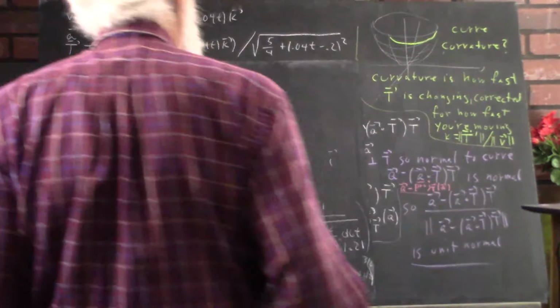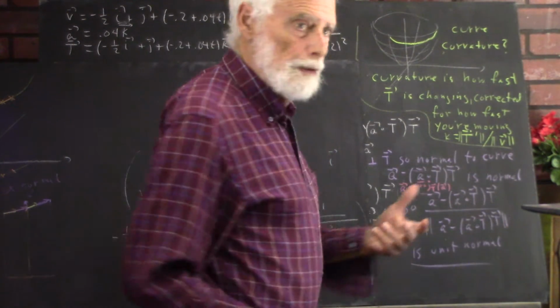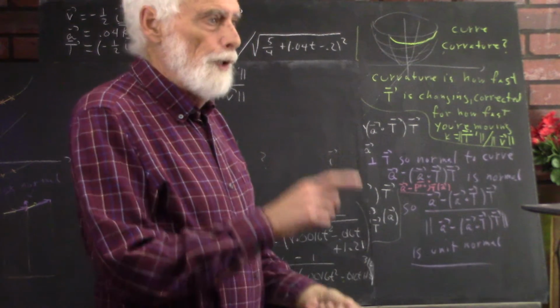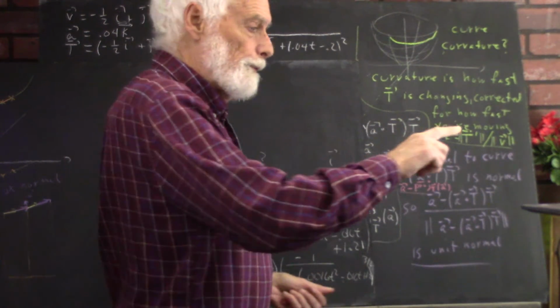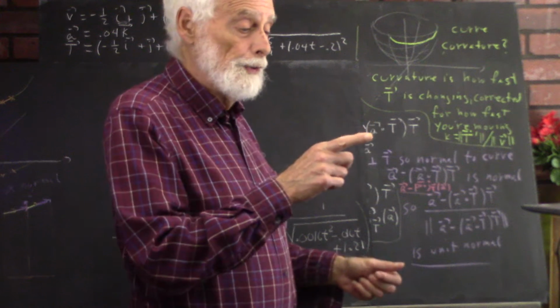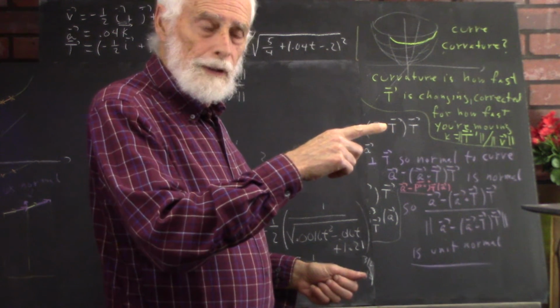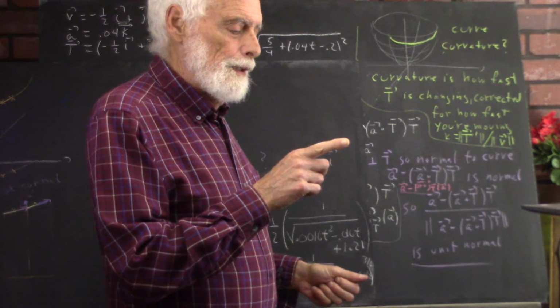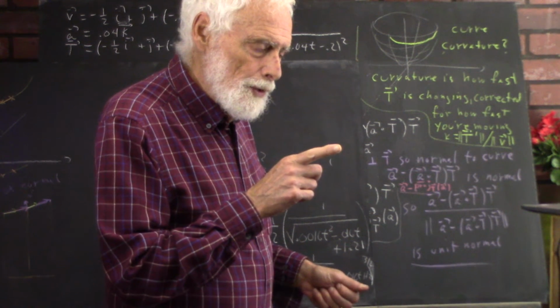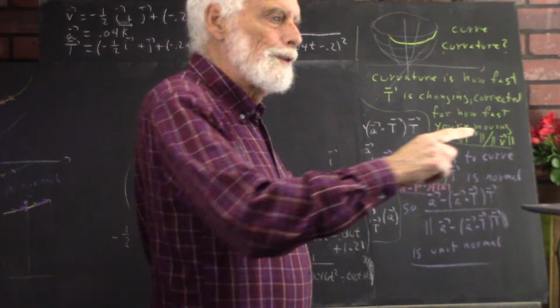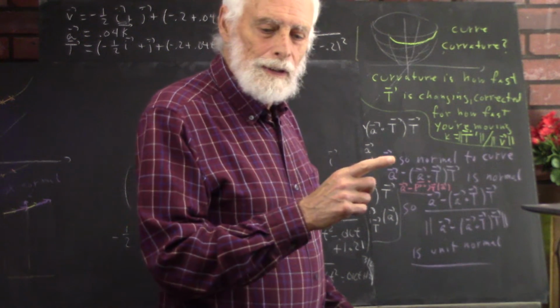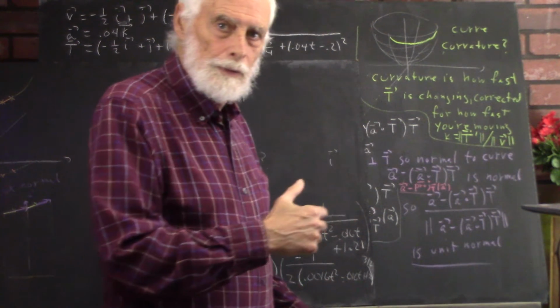Okay, the concept of curvature is actually a fairly simple concept. You have your unit vector in your direction of motion, wherever your direction of motion is, and the rate at which that changes with respect to distance along the curve is called your curvature.